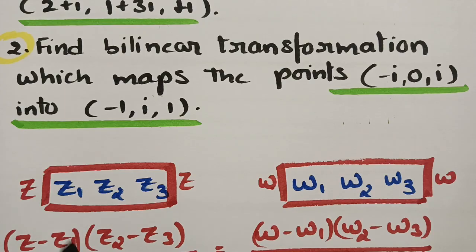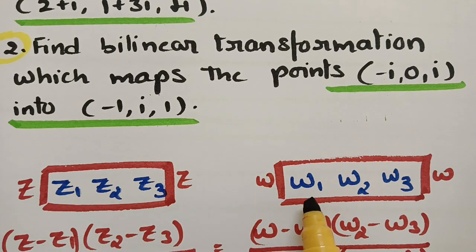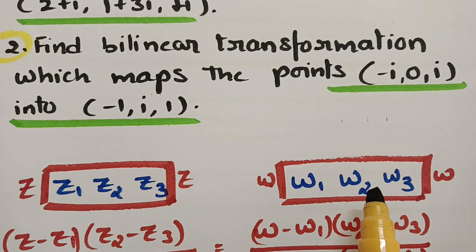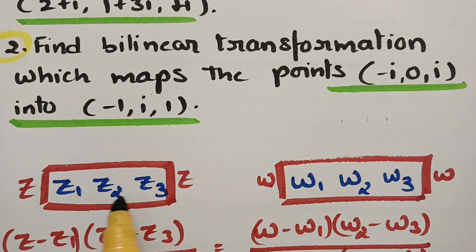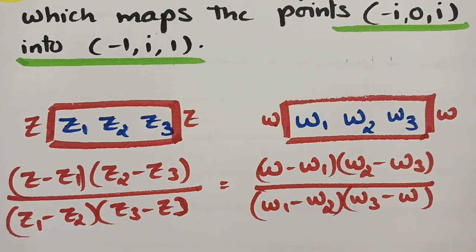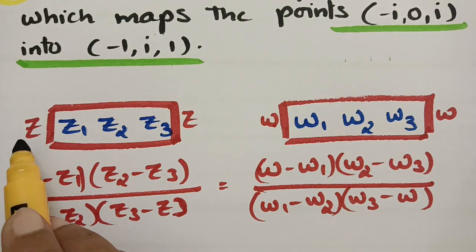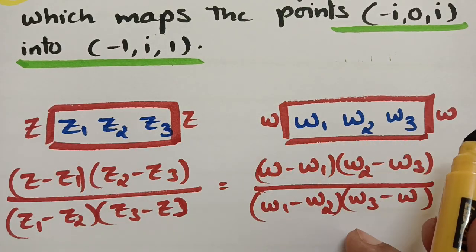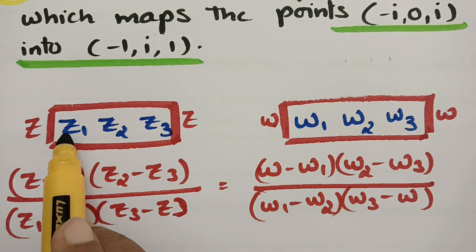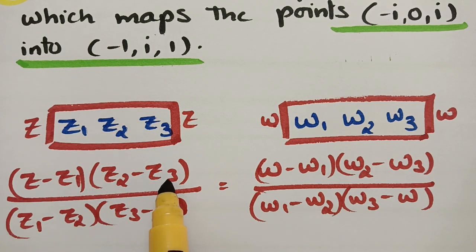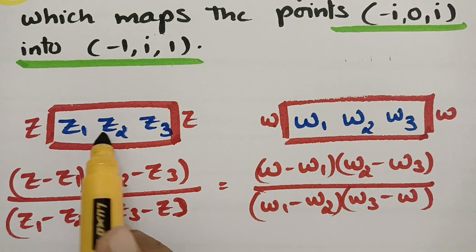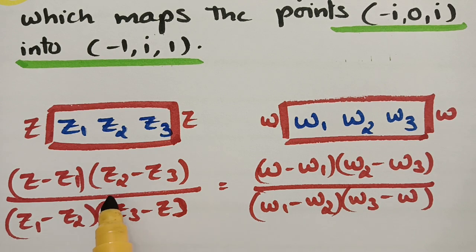See here, there are 3 points given, Z1, Z2, Z3 in the Z plane, and W1, W2, W3 are given from the W plane. These are the image points of the general points Z1, Z2, Z3 in the Z plane. When the 3 points are given, how do we remember this bilinear transformation formula? Insert one Z on either side and insert one W on either side. First of all, we consider all the 4 Z's: in the numerator, Z minus Z1, Z2 minus Z3, and later in the denominator, Z1 minus Z2, Z3 minus Z. So this is how we have to remember this one.